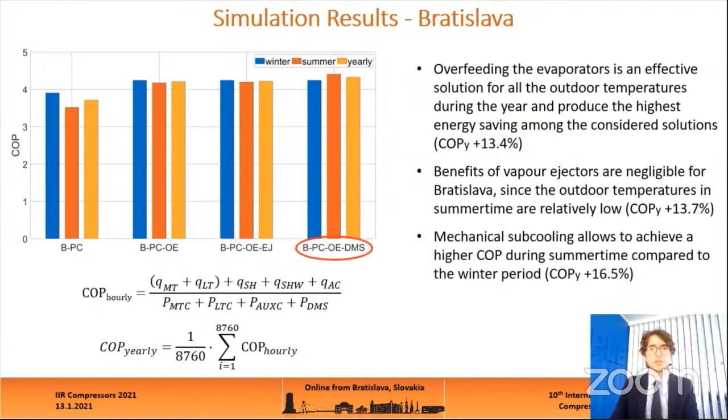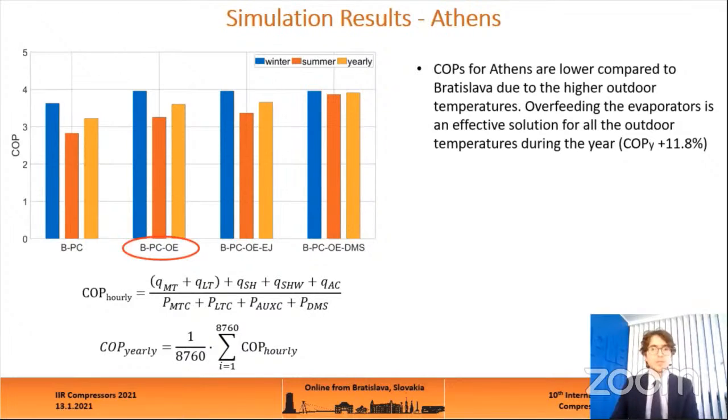The configuration with a dedicated mechanical subcooling is the one that brings more benefits and allows to achieve a higher COP during summertime compared to the winter period. Performances for Athens are generally lower compared to Bratislava due to higher outdoor temperature. In fact, the yearly average temperature for Athens is about 6.5 degrees Celsius higher.